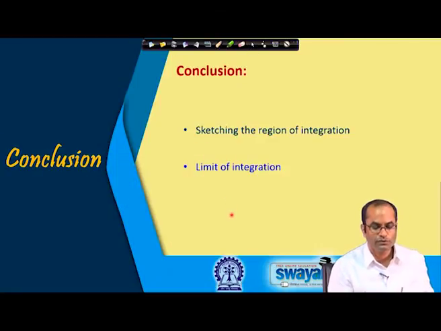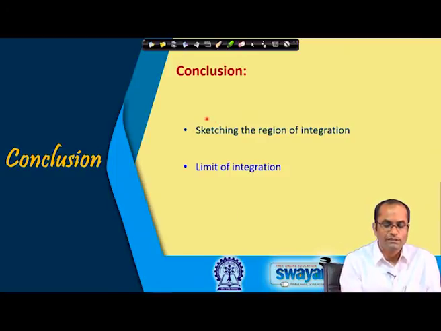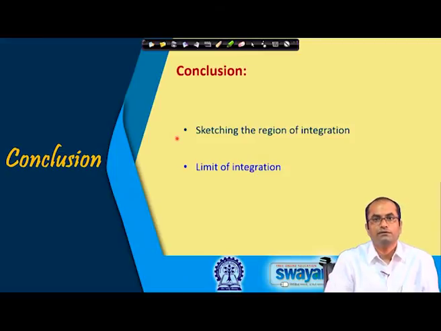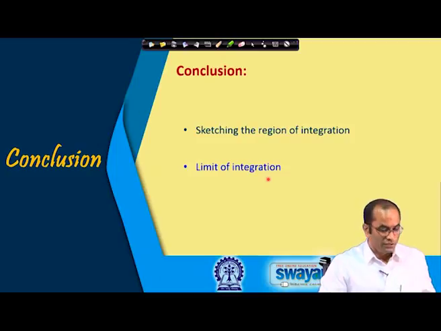So, coming to the conclusion, what is important when we change the order of integration? First of all, this is very convenient in many situations when we observe that the given integrand is not possible to integrate in the given order. By changing the order of integration, it becomes easier to integrate, but for that the sketching of the region of integration is very important, and then putting the limits of integration after sketching the domain makes it much easier.